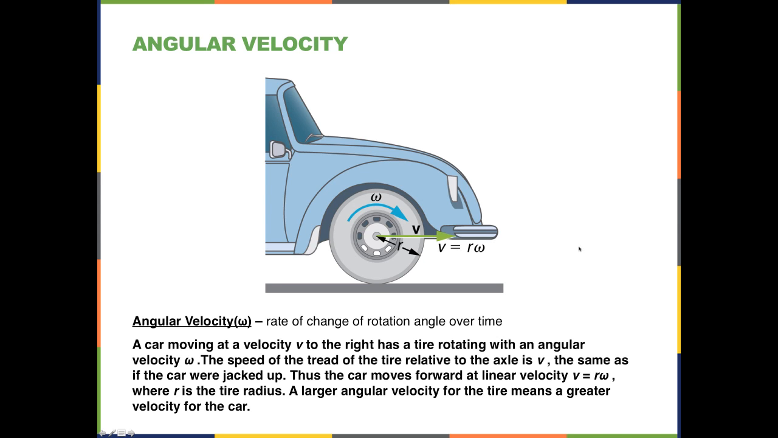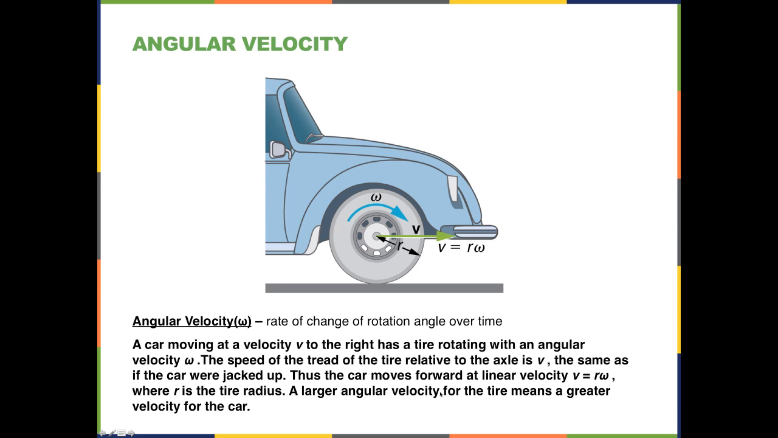So if a car is moving at a linear velocity to the right, at the same time the tires are rotating at an angular velocity of omega. The speed of the tread relative to the axle is the linear velocity, and is the same if the car were jacked up. Thus, as the car moves forward with this linear velocity, the tires have to turn with this angular velocity, if r is the radius of curvature.